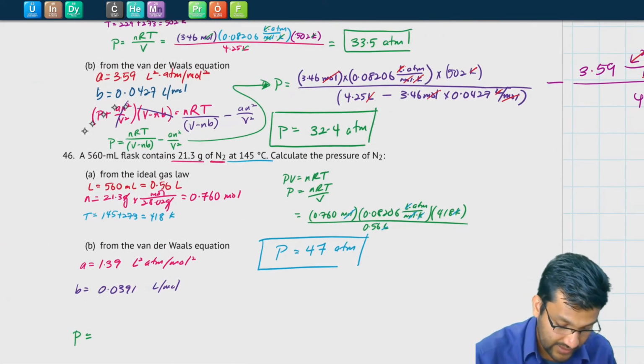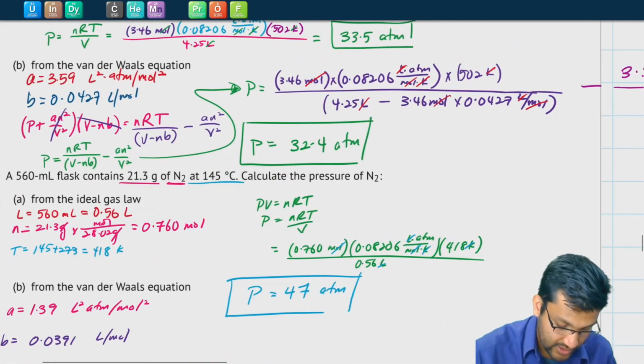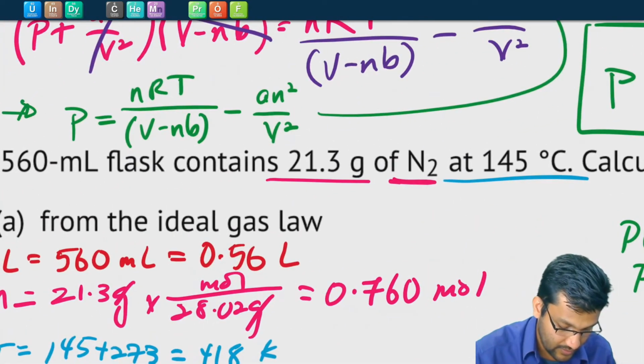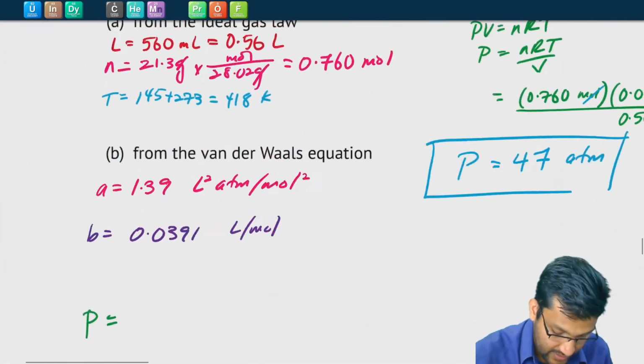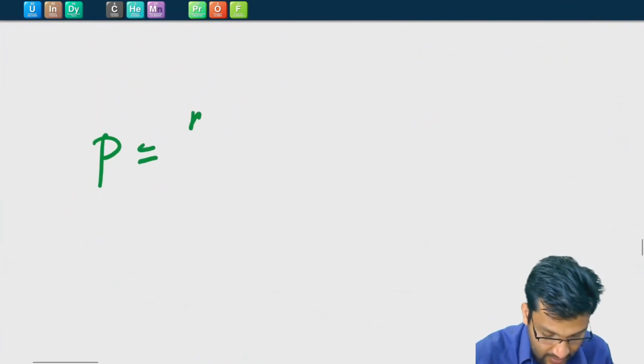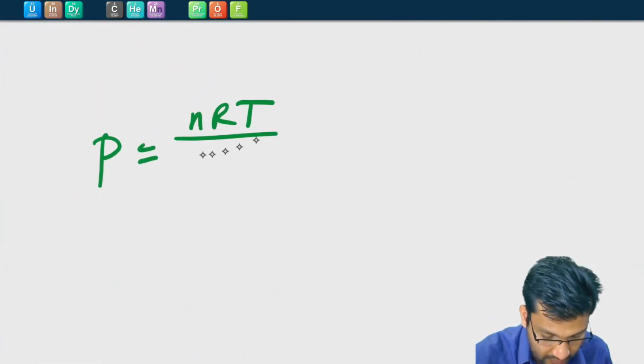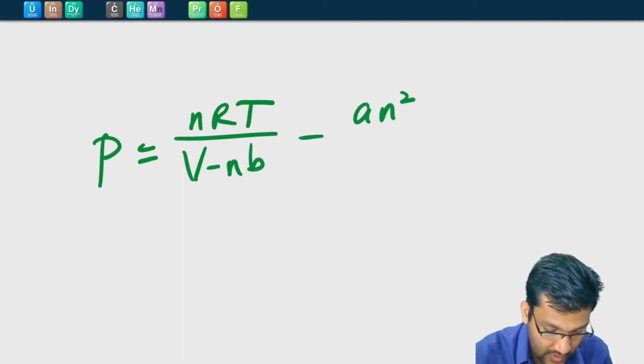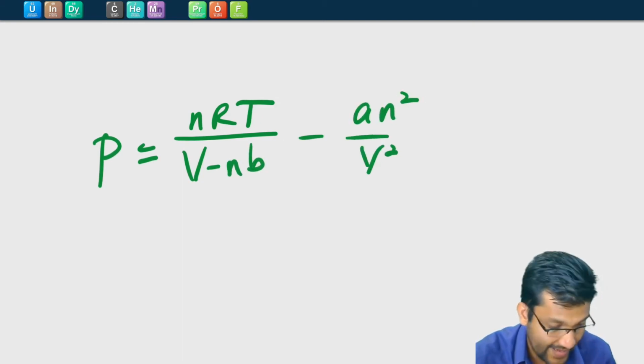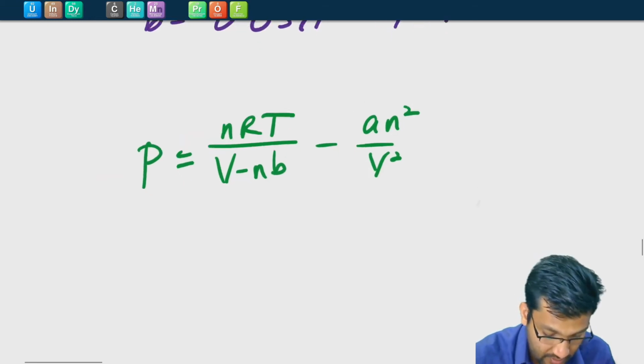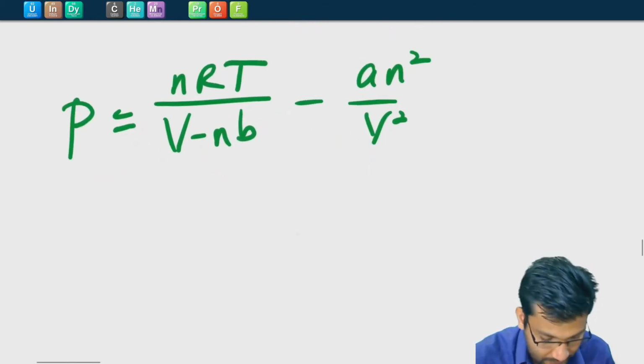So if we wanted to find the pressure using the van der Waals equation, I'm not going to do all these steps again, because we just wrote the equation here for the van der Waals equation to solve for the pressure. It's nRT over V minus nB, minus A n squared over V squared. I did not memorize that. I just used it so much that I guess I did memorize it.